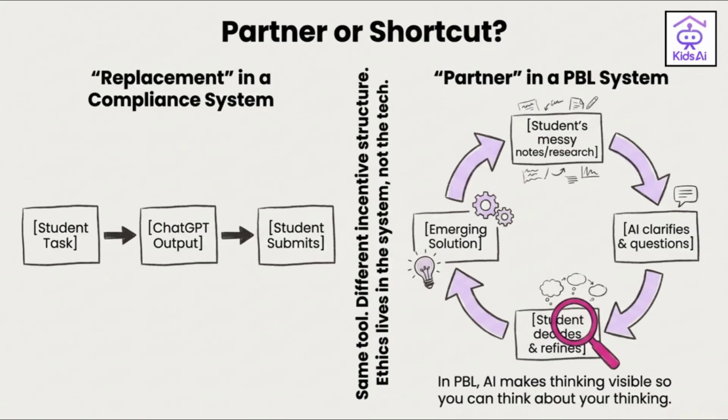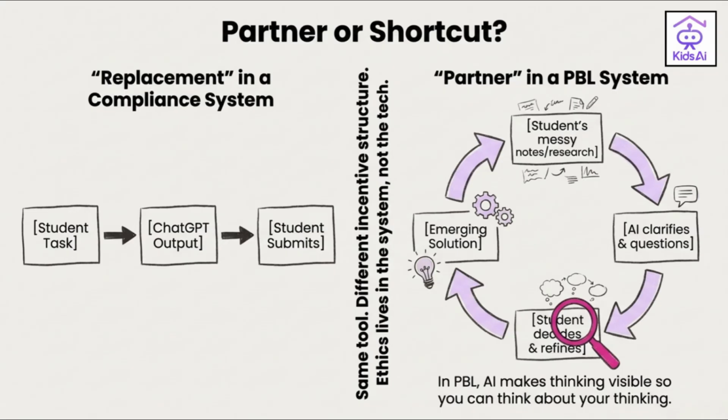Partner or a shortcut? Same tool, radically different uses. One really doesn't do a lot of benefit for thinking in a linear way. One enhances it if used in a good way. As we see on the left side, there's a student task, ChatGPT output, student submits. I know it's not that simple, but if you think of it as a simple workflow, the incentive structure says get it done. AI becomes a shortcut. Students' thinking is bypassed. This is what everyone fears about AI in school.